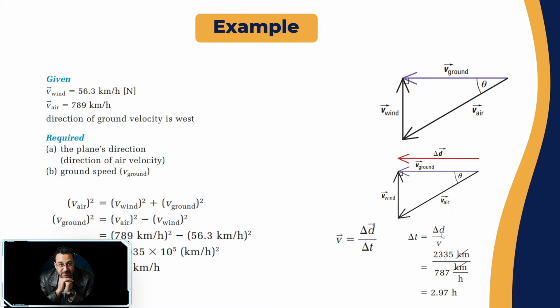Delta T would be equal to delta D over V. Delta D means the resultant in this case, and you're given delta D, 2335 over 787, and that would give you 2.97 hours. Why do we say hours? Because we are using kilometers for distance. We're using kilometers per hour for speed in this case. If it was kilometers per minute, then it would be the time in minutes.